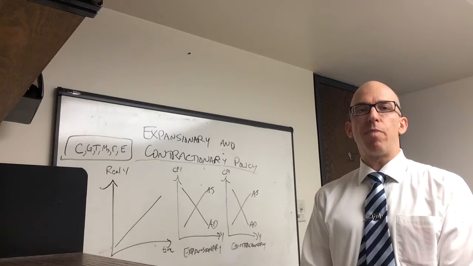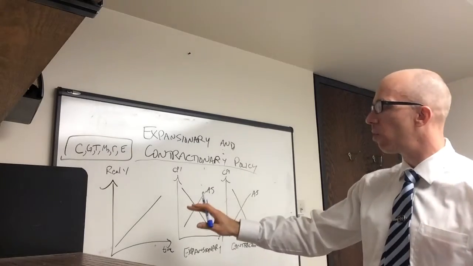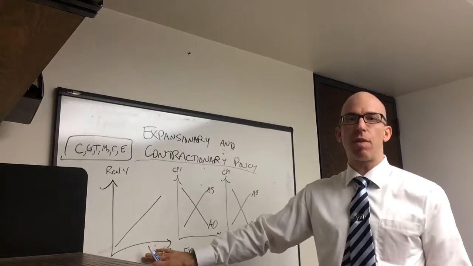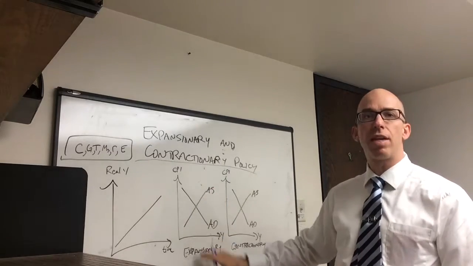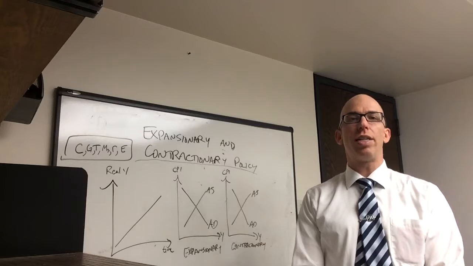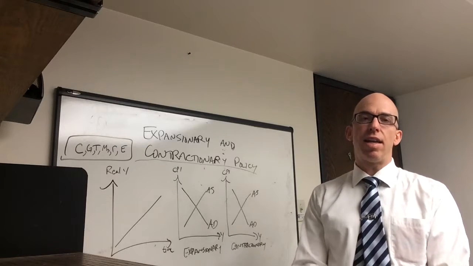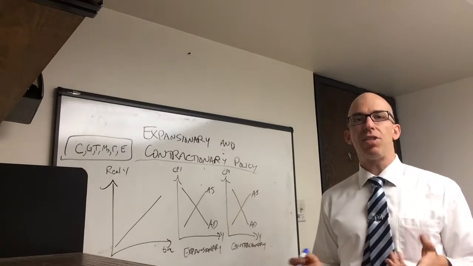So now I'm going to talk about expansionary and contractionary policy in macroeconomics. Now what I have here is three graphs. I've got the business cycle, which I'm going to draw, and then I've got an aggregate demand, aggregate supply model for each of expansionary and contractionary policy. So first I'll show when and why you would use these types of policy, and then I'll show you how it looks on the AD curve, and finally changes to CPI and GDP.